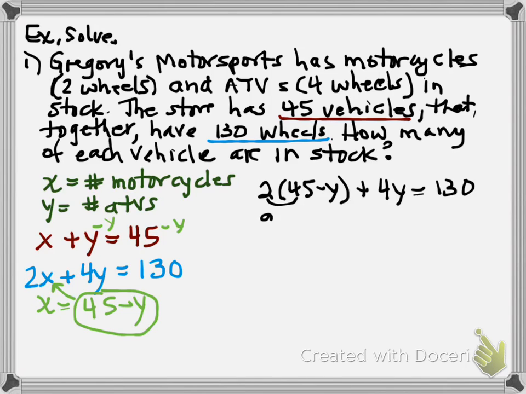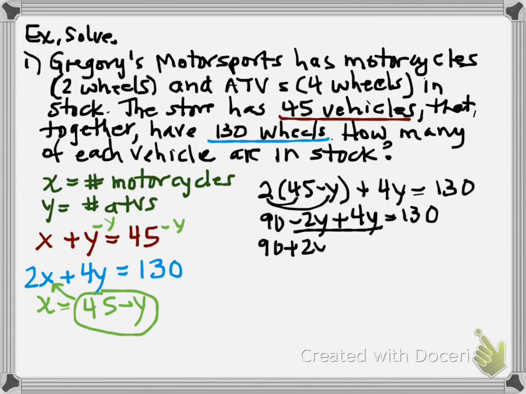So 2 times 45 is 90. 2 times negative y is negative 2y. And then I write out the rest of the equation. Okay. I have some like terms. What's negative 2y plus 4y? I had a positive 2y. And then I'm going to subtract 90 from both sides. Go over here. And I get 2y equals 40. And if I divide by 2, I get y equals 20.